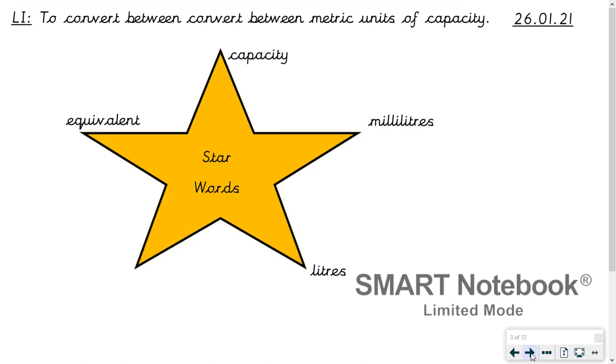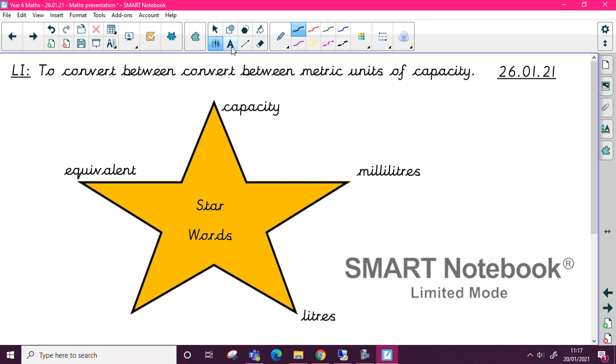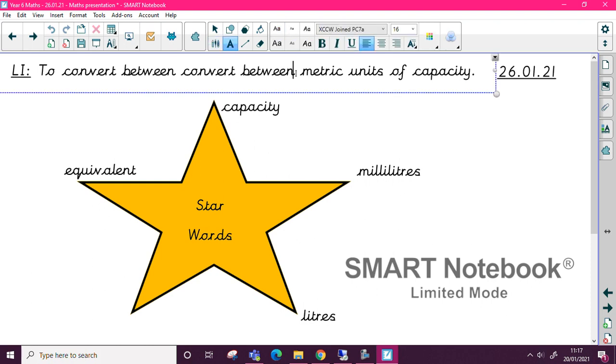Let's continue. So today, I've done it again with my LI. I do sincerely apologize. Don't know why it's doubling up, but here we go.